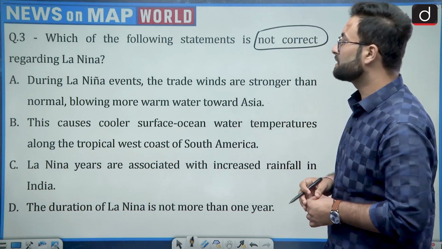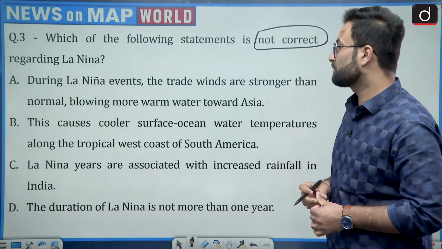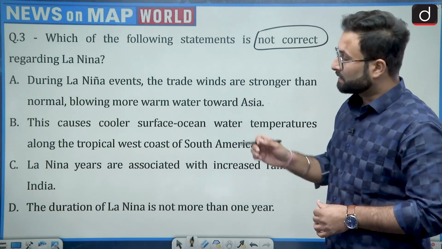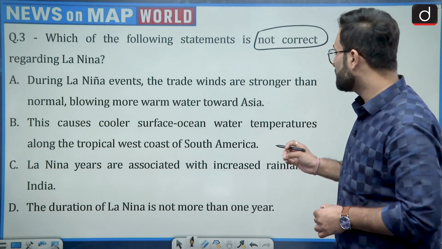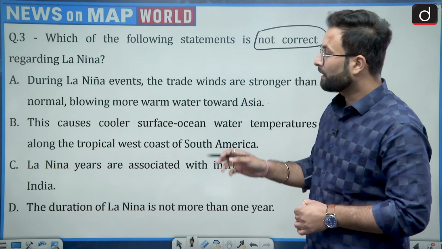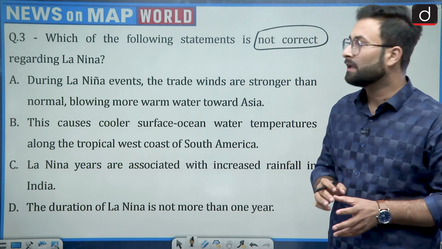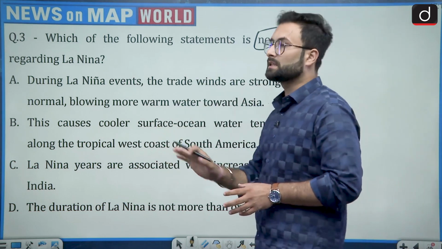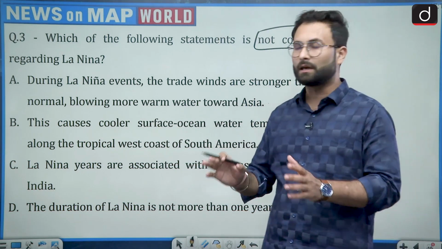Second is, this causes cooler surface ocean water temperature along the tropical west coast of South America. Third, or option C, is La Nina years are associated with an increase in rainfall in India. D is, the duration of La Nina is not more than 1 year. Okay, now I will tell you about all these statements, but when we are talking about the duration, which is factual information, I'll tell you.